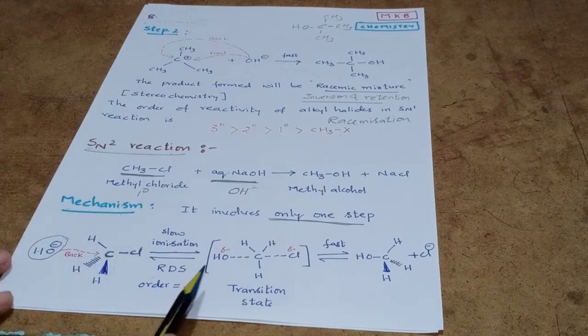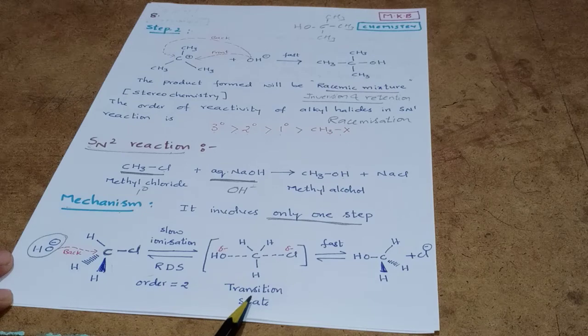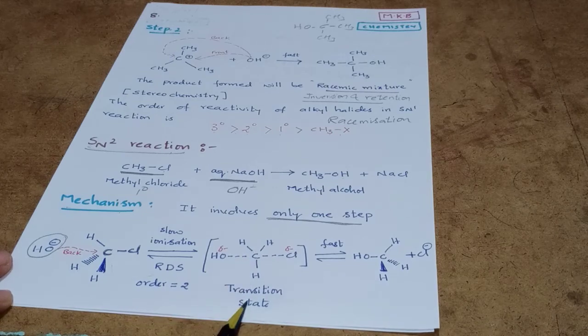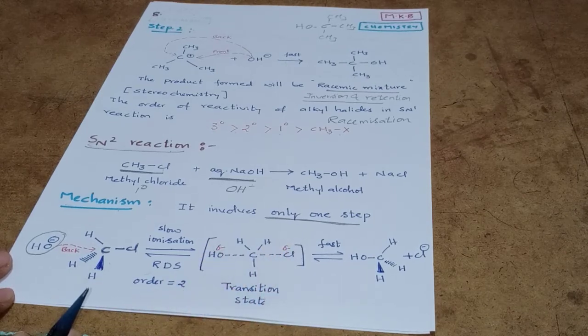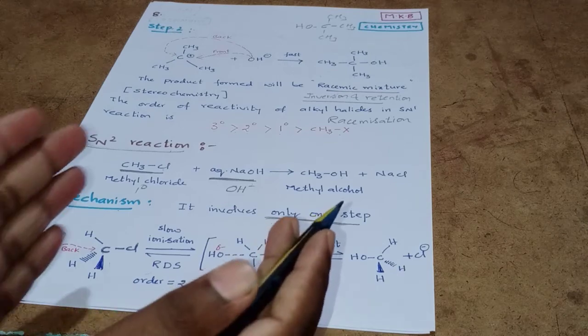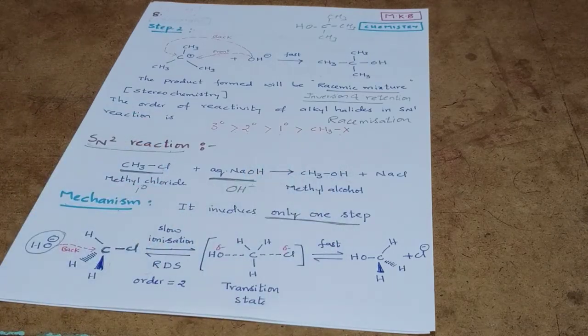So that initially we'll get a transition state. Transition state is nothing but a highly unstable state. It cannot exist. It is just an assumption. Might be the process takes place like this. That is the assumption here.